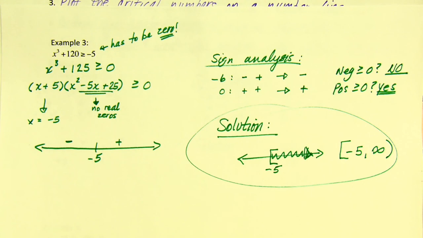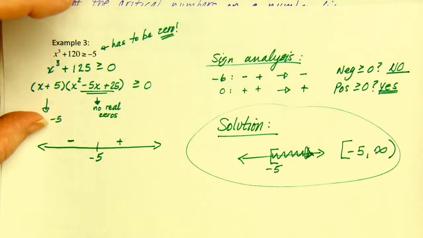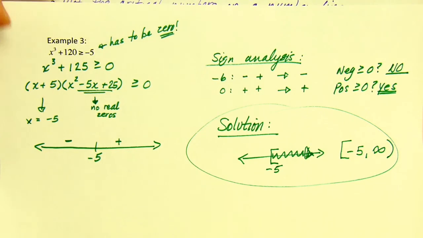Not too terrible. Just remember, we are not going to get critical numbers with the stuff that's not real, the i stuff. All right, last one, very similar to example 2. It probably would be good if you paused the video and tried this one again on your own.